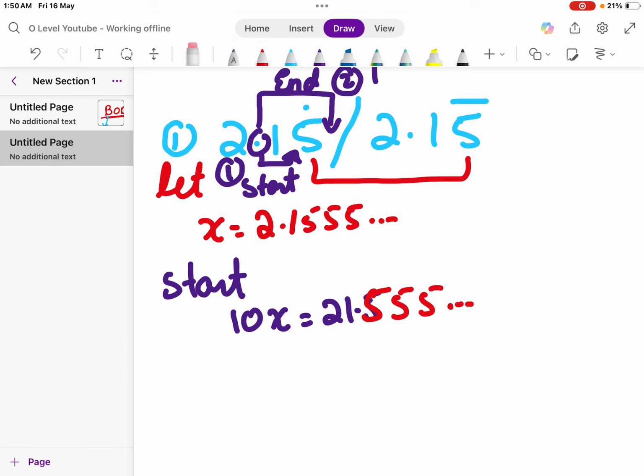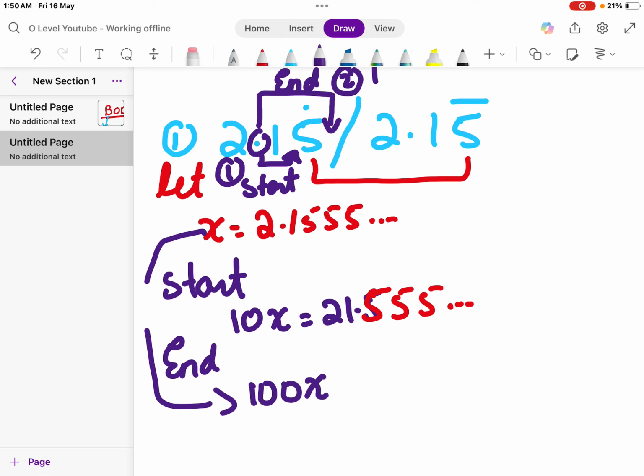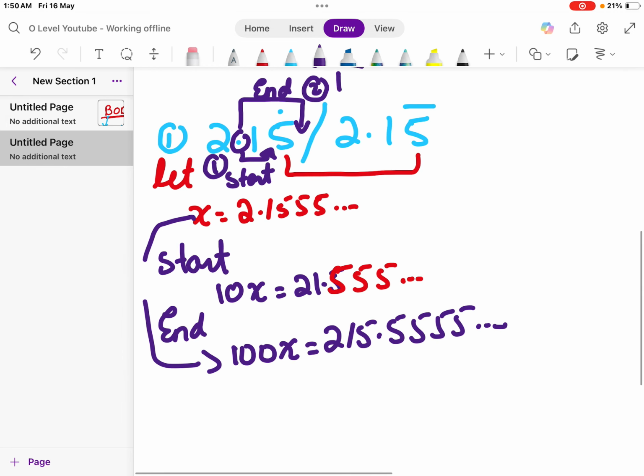So we have to remove this dot. Now talk about ending. The recurring number ends after two digits. So now I will multiply this by 100, 100x, and this will become 215.5555 and so on. I hope everything is clear in this step.